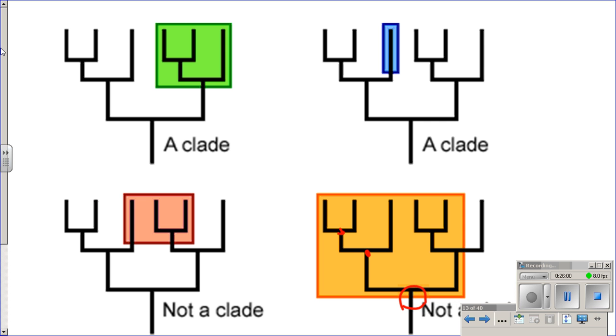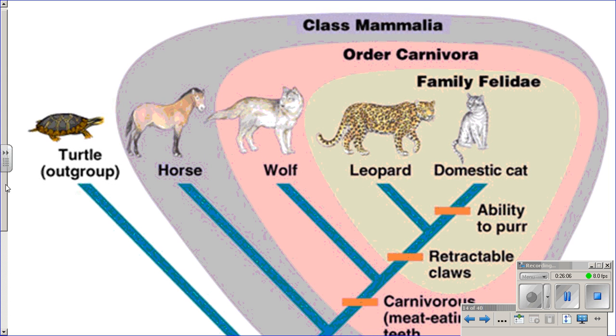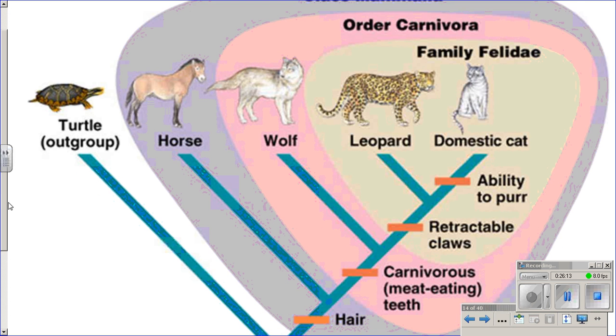Cladogram. Cladistics and phylogeny or phylogenetics. Okay, good. So here's one more example, and you might be seeing a picture like this on your test where you have to give a little bit more analysis of what's similar and what's not. Can you guys see all these words okay?